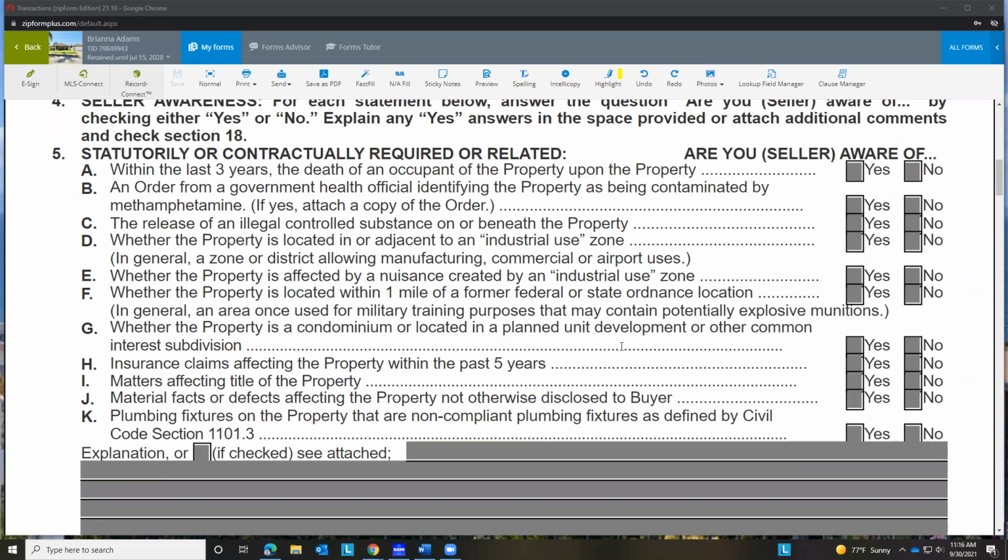If it's a little over 5 years, just disclose it. If it's an insurance claim, the insurance fixed it. So it's not a problem.